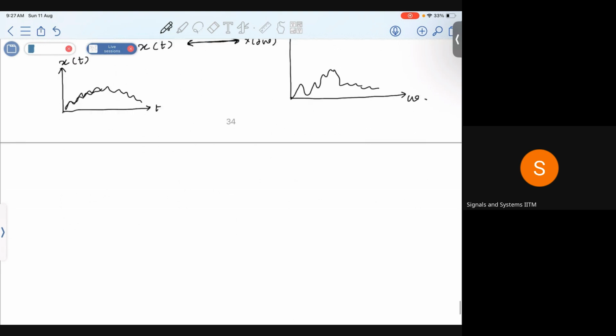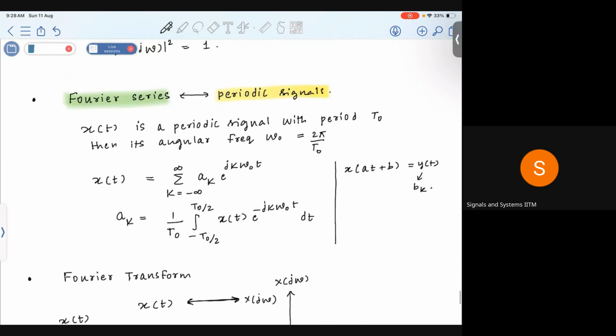So x of j omega is the integral from minus infinity to infinity of x of t e power minus j omega t dt. Remember, this omega is not the fundamental frequency, whereas in the Fourier series representation, that's why I wrote it in omega naught terms. Omega naught is the fundamental frequency. So this isn't the different frequency representation.